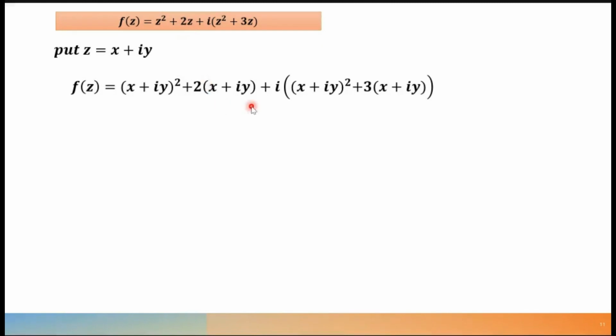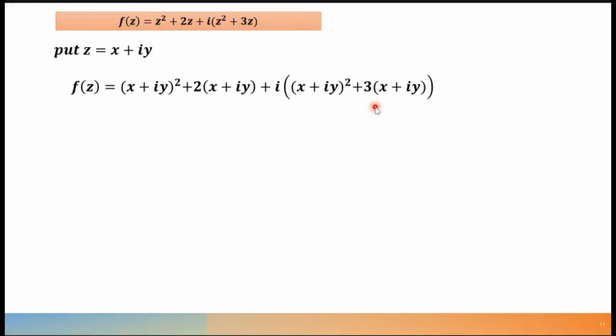Put z is equal to x plus iy. We will have (x plus iy) the whole square, 2 into (x plus iy), plus i into (x plus iy) the whole square, plus 3 into (x plus iy). Expand the whole function and get the real part and imaginary part. Real part should be the given function and imaginary part will be the orthogonal trajectory.